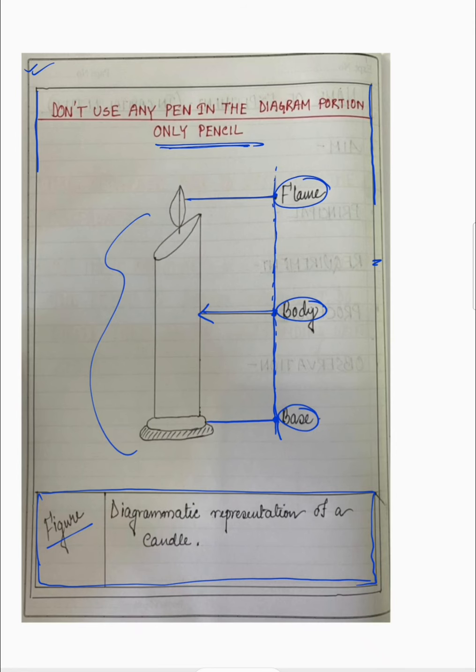While writing the caption, you write what the diagram is about. See, diagrammatic representation of a candle. It can be anything, any biological sample. Let's go to the next point.